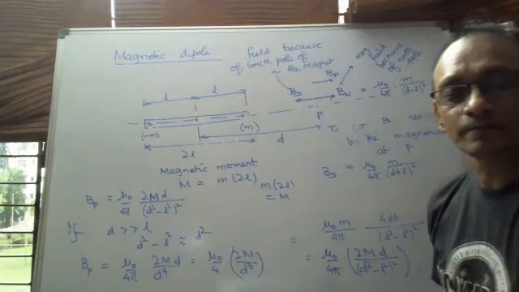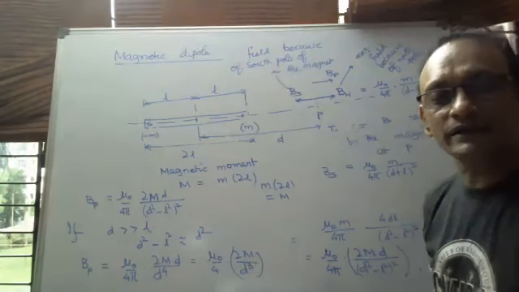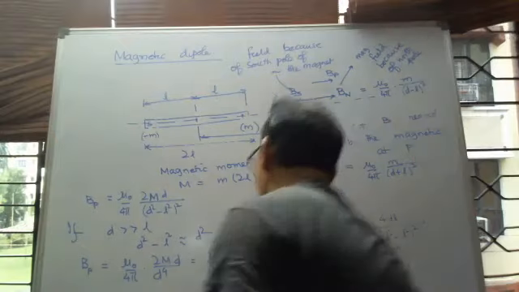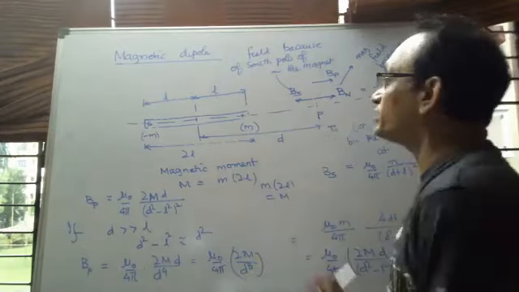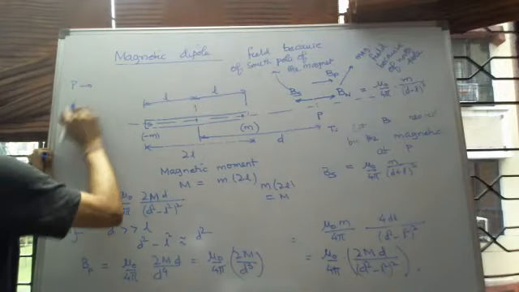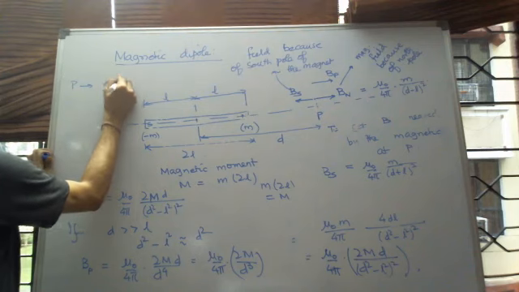Do you understand what I'm saying? This is almost like a point magnet. ये बहुत छोटा है compared to this distance. So you have to remember this mu naught by 4 pi into 2m by d cube. This point P is called the end-on position.